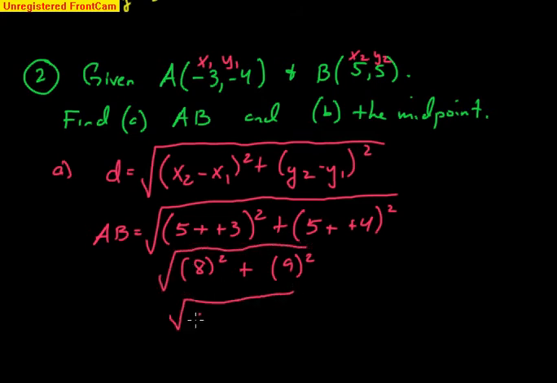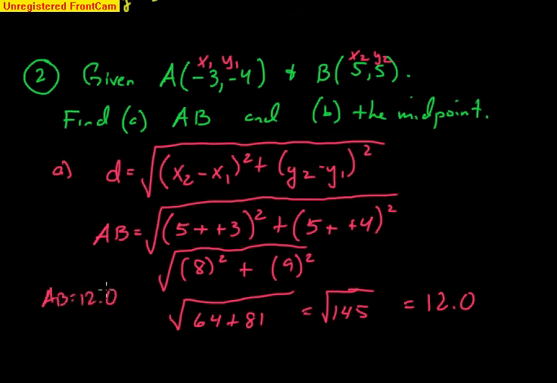This is 64 plus 81. That is the square root of 145. And just plug it in your calculator. That's all you got to do. The square root of 145 is 12, and it does not round, 12.0. And that's fine. 12.0, and that's the distance AB. So AB is 12.0. The 4 does not make the 0 turn into a 1, but I still want one decimal place, so 12.0.